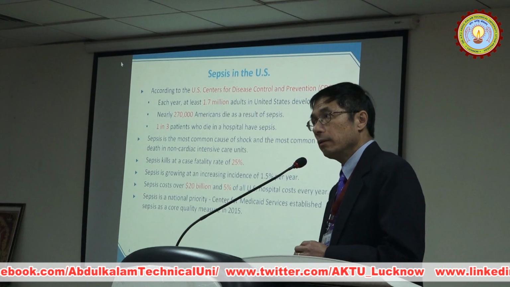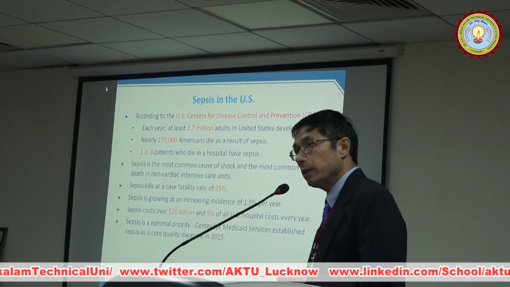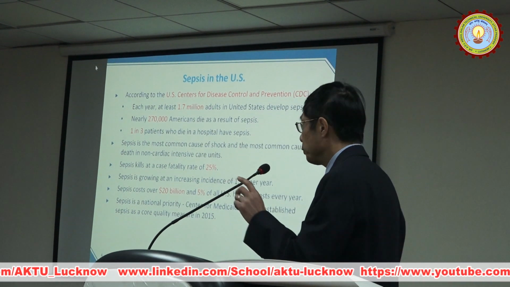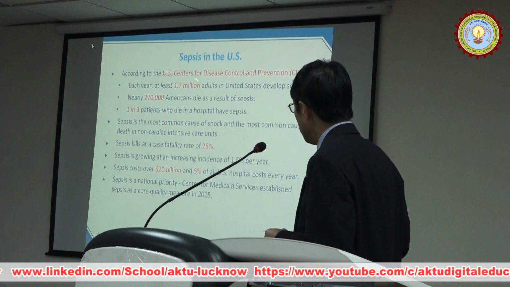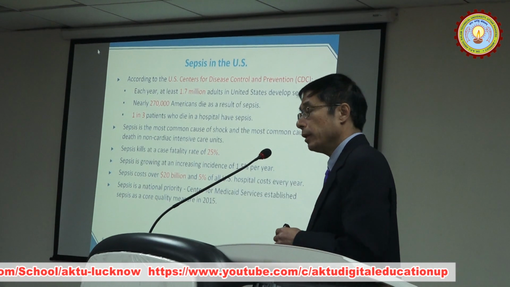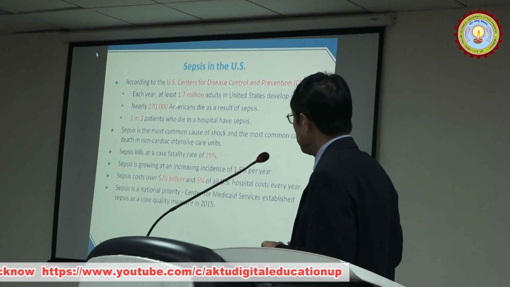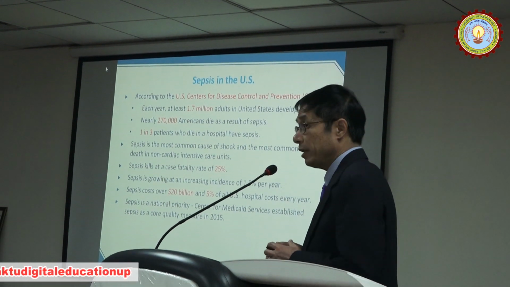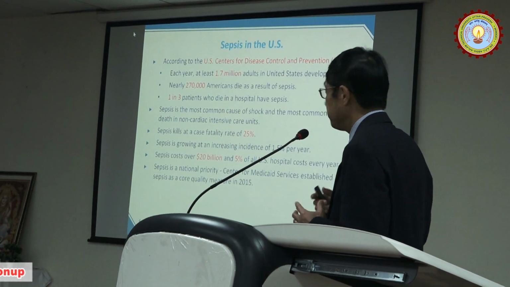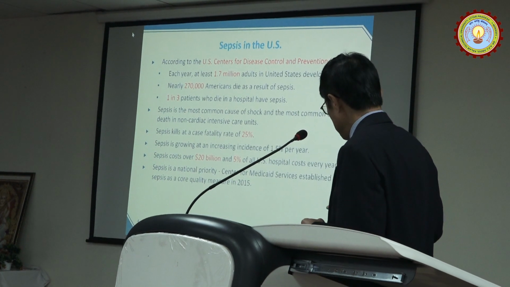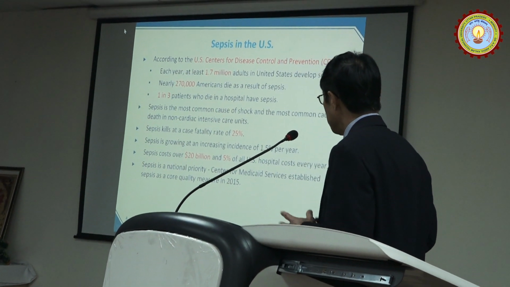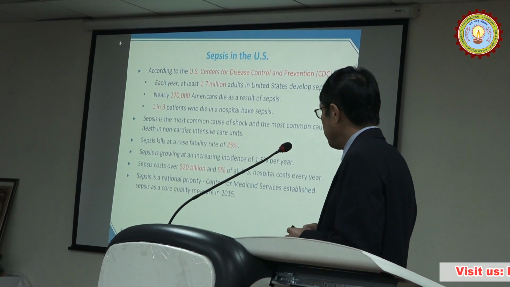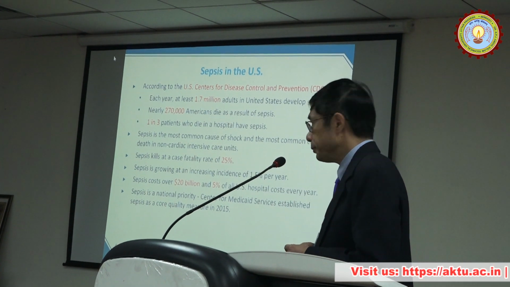So I'm from the U.S., so the statistics, even in the U.S., with one of the best healthcare systems in the world, is still quite severe. According to the CDC, it impacts about 1.7 million Americans, with around 270,000 deaths a year. So 1 in 3 patients who died in hospital in the United States died from this disease. And sepsis is the most common cause of shock and death in non-heart related ICU.